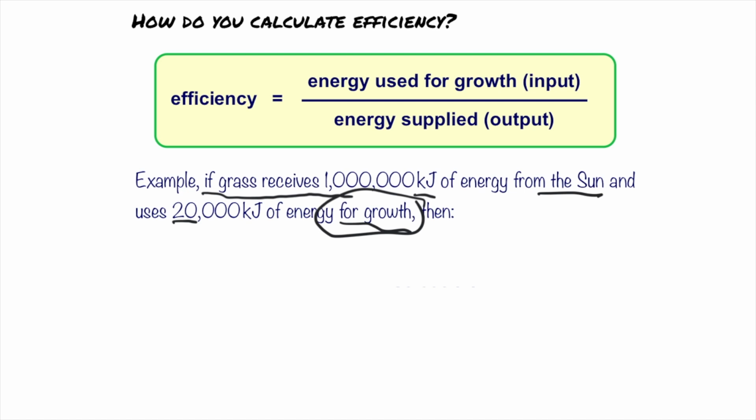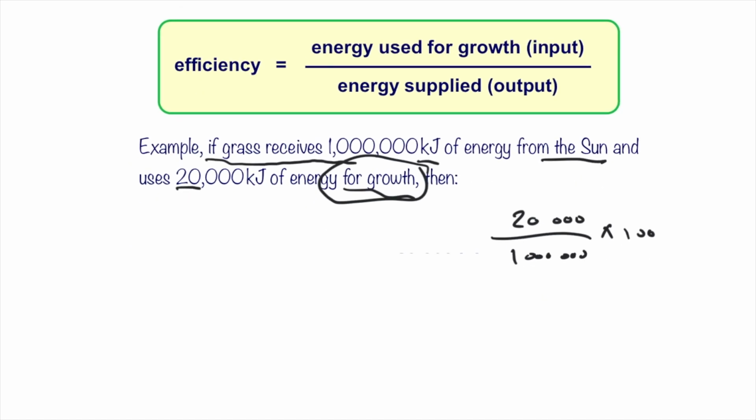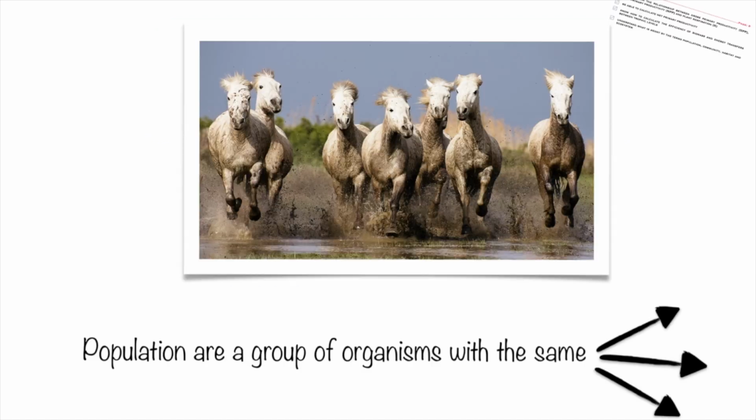What would we do? You would take 20,000 and divide it by 1,000,000, and just like you're doing a percentage here. So that's the efficiency of this particular food chain. That's around 2%. We'd always expect this efficiency to be less than 15 or 10%.